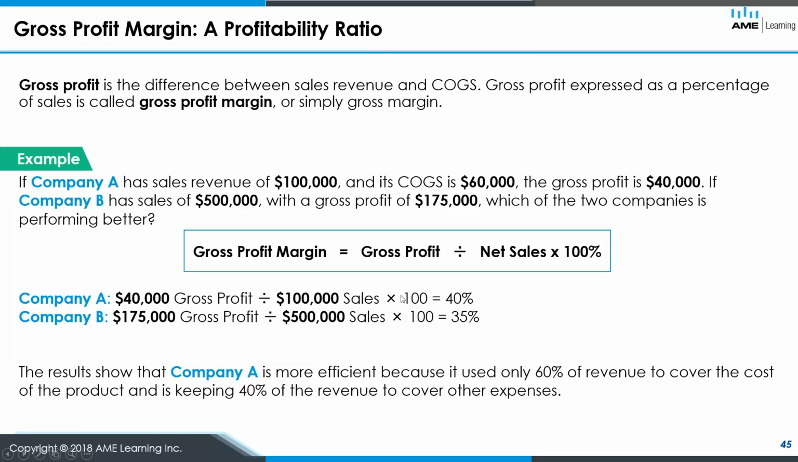So we're basically saying that, for every dollar of sales revenue that company A has, we kept 40% of that sales revenue, because the other 60% went to the cost of actually purchasing that inventory in the first place.